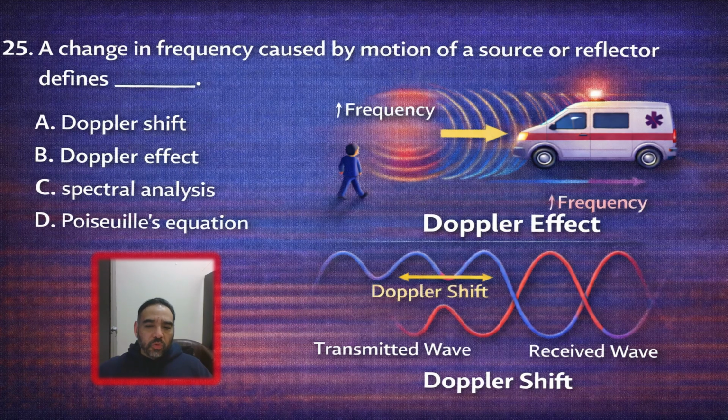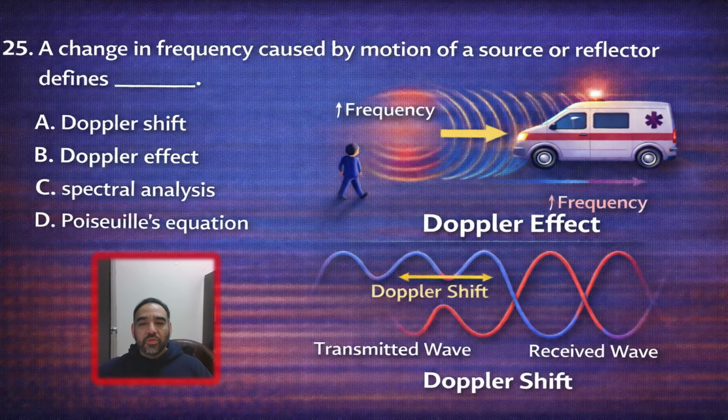Okay, so let's look at the first question. A change in frequency caused by motion of a source or reflector defines what? A says Doppler shift, B says Doppler effect, C is spectral analysis, and D is Poiseuille's equation. So again, the correct answer for this one is B, the Doppler effect. And the definition given is a change in frequency caused by motion of a source or a reflector. That describes the Doppler effect.